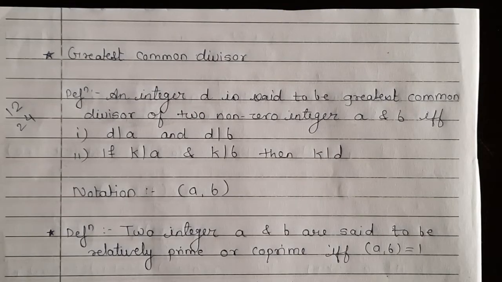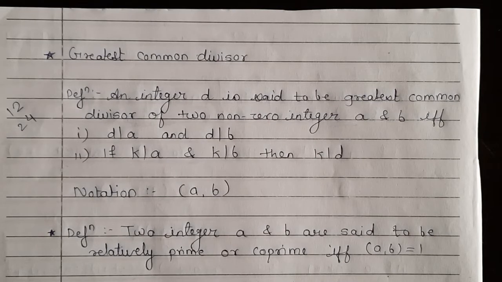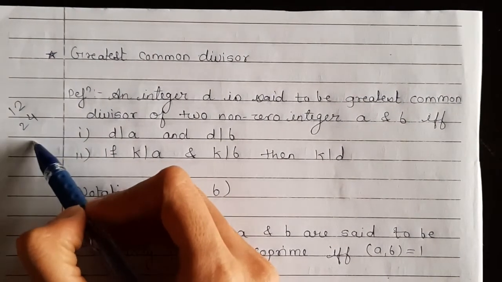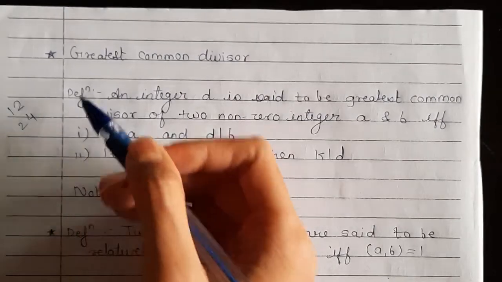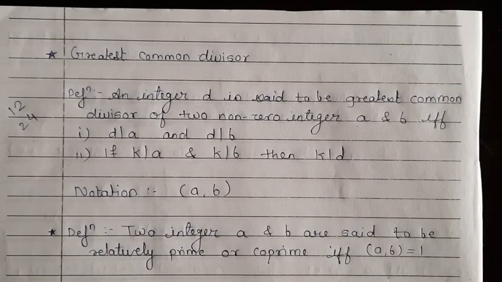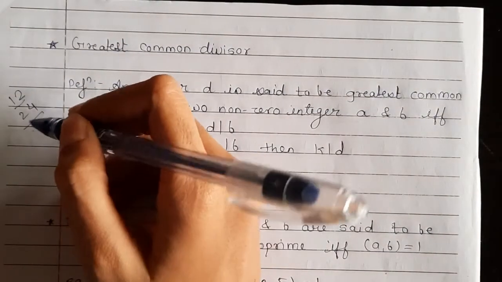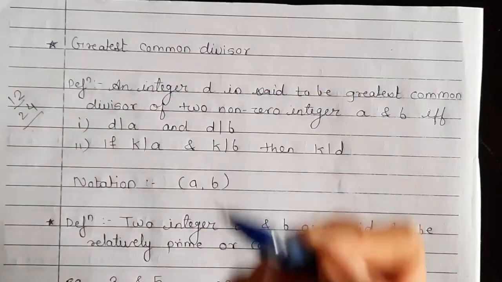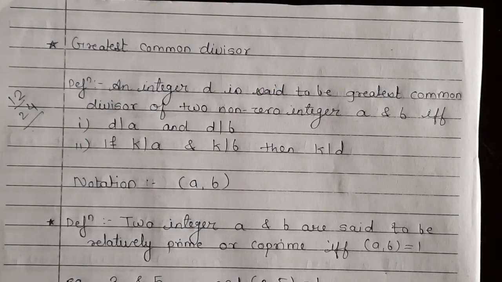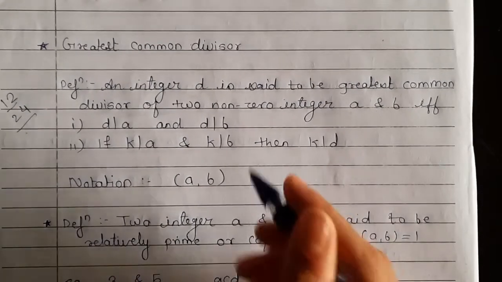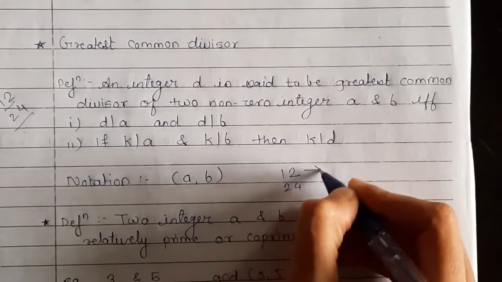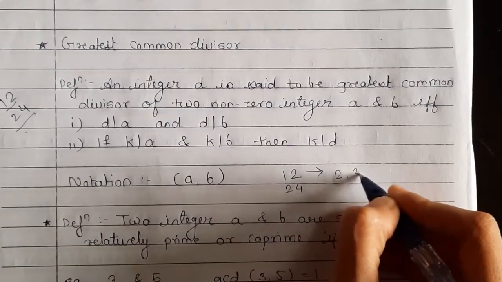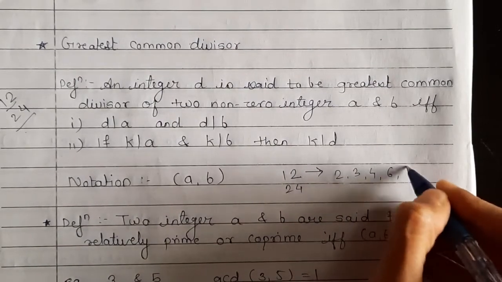So first of all, what is GCD? Suppose we are given two numbers 12 and 24, and you have to find the GCD of these two numbers. So how will you find it? You will take the divisors of 12 and 24, and the biggest common number you get is your GCD of 12 and 24. Let me write here 12 and 24. What are the divisors of 12? 2, 3, 4, 6 and 12.